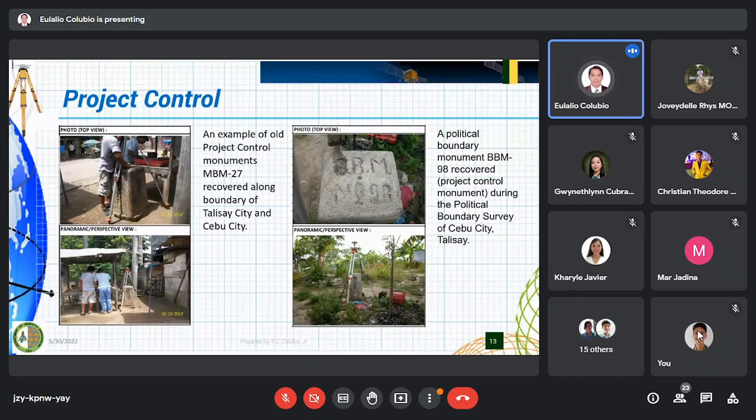Gikuha ang kaning markers diri, no? They thought that this is gold, kayamanan daw, no? Bulawan, no? Okay, so mana siya. This is CBM 98, because it's the boundary of Cebu City and Talisay.